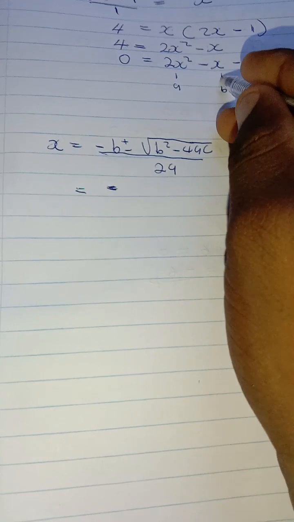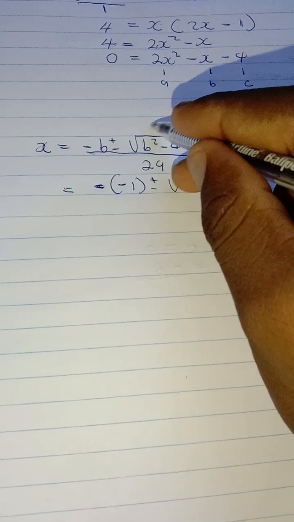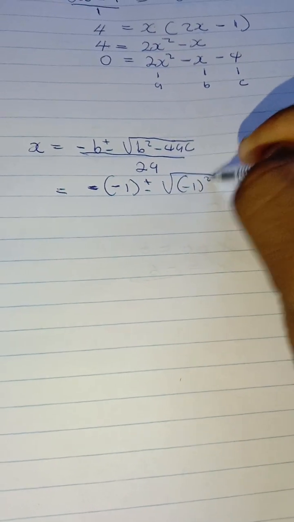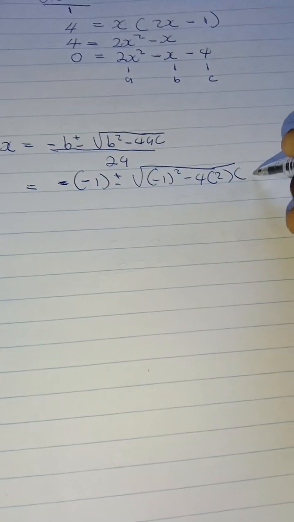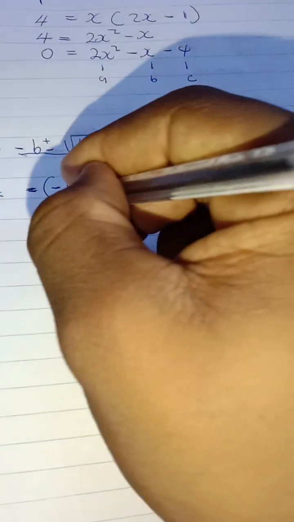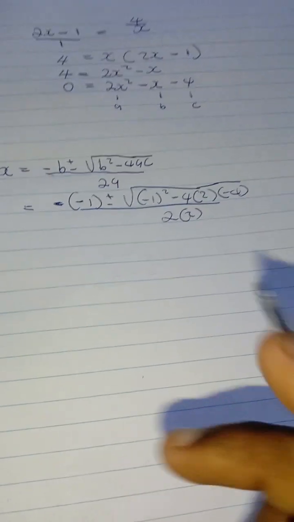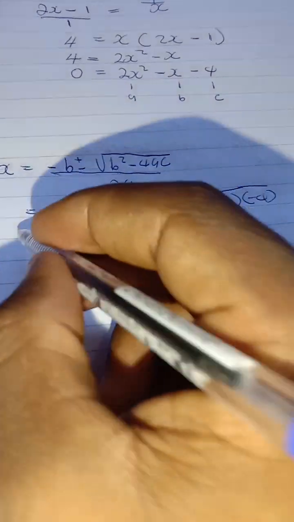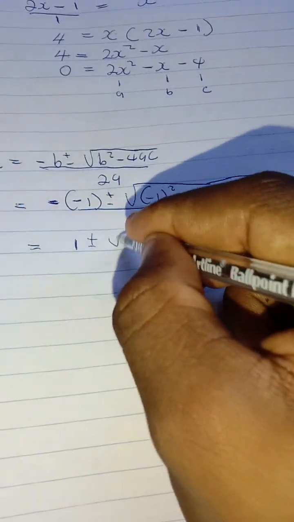Negative b is -1, plus minus the square root of b, -1 squared, minus 4a, which is 2, and then c is -4, and then over 2a. Negative times negative is positive, so it's going to be 1 plus minus square root, and then 2 times 2 is 4, and then let's calculate.